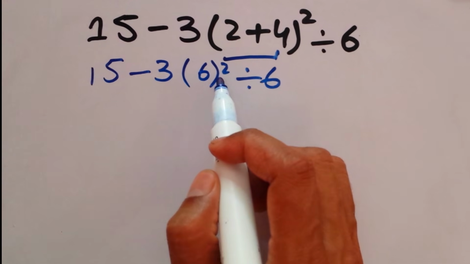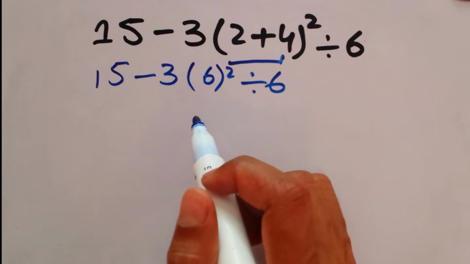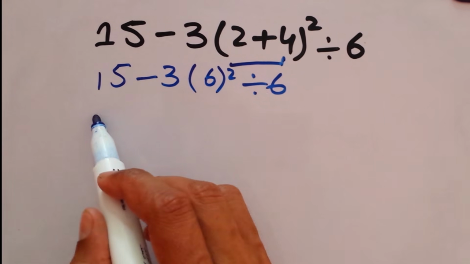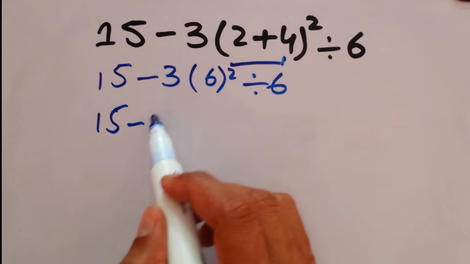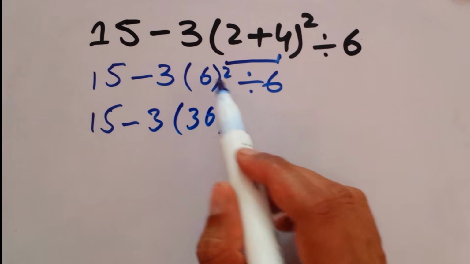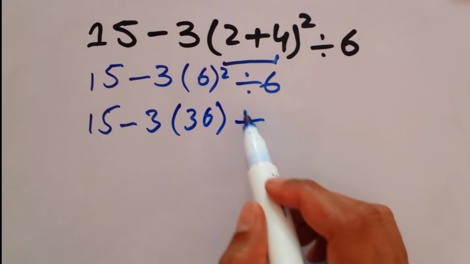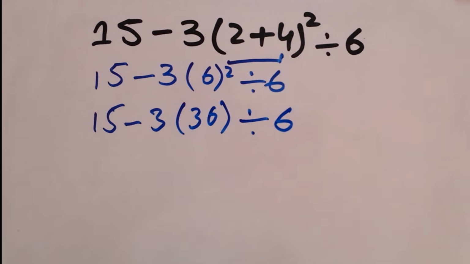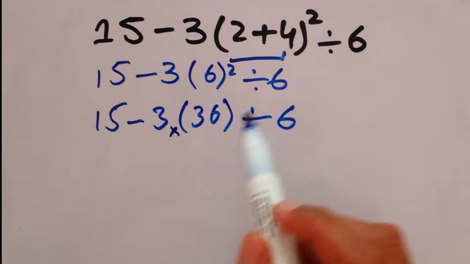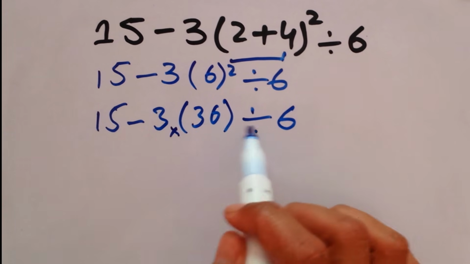The exponent says I am not regular 6. I am 6 squared. So 6 squared means 36, 6 times 6. Okay. So divided by 6. Now here is hidden multiply. So multiplication and division left to right.